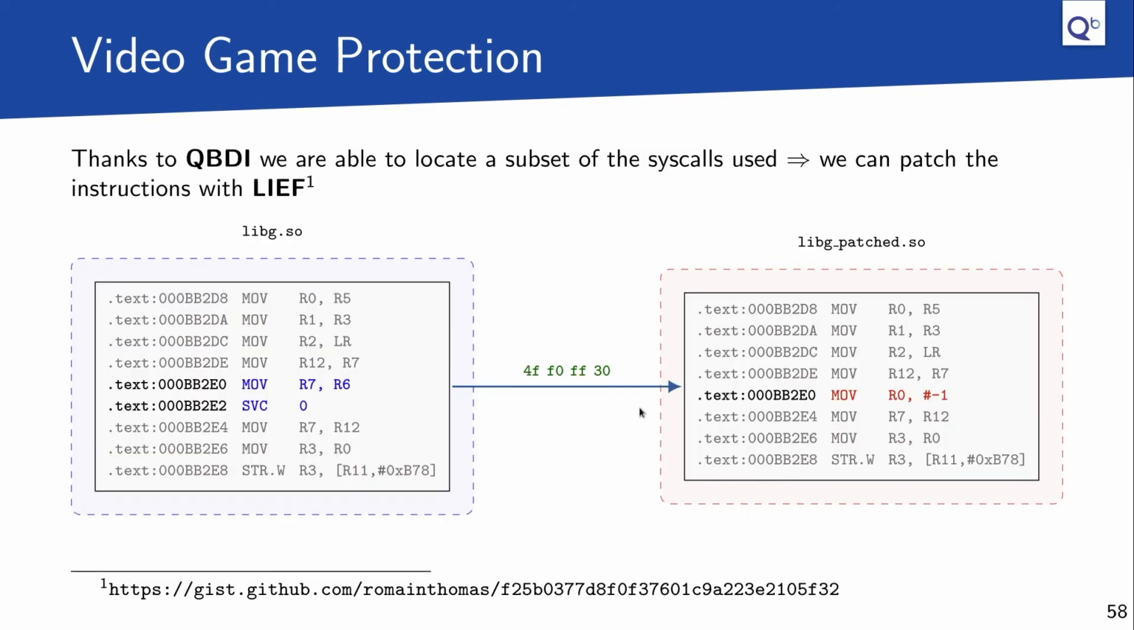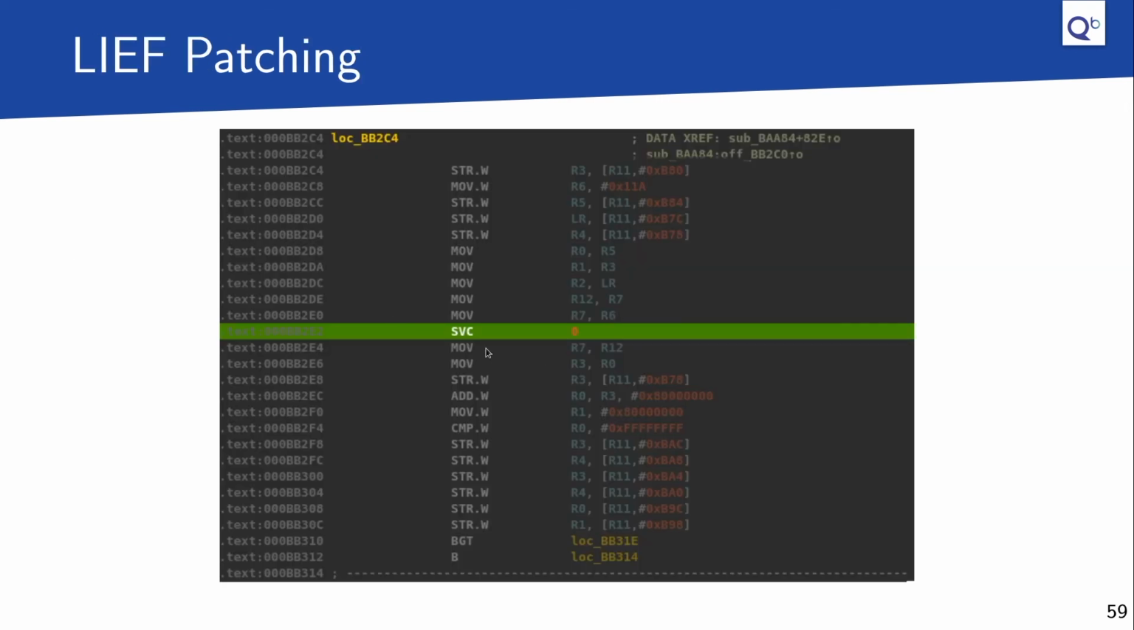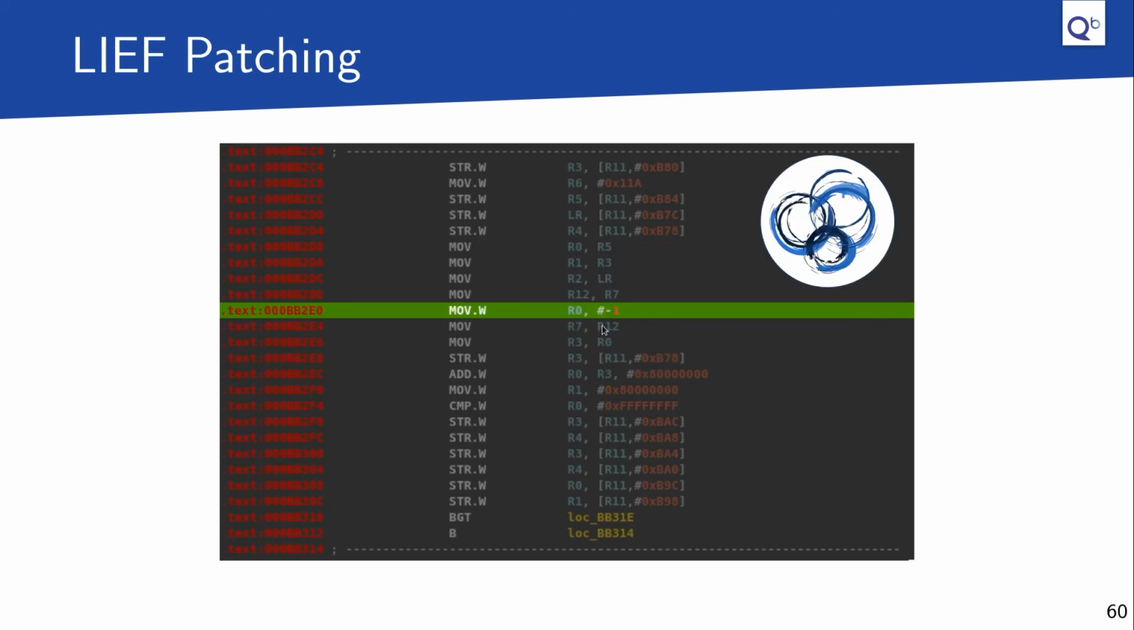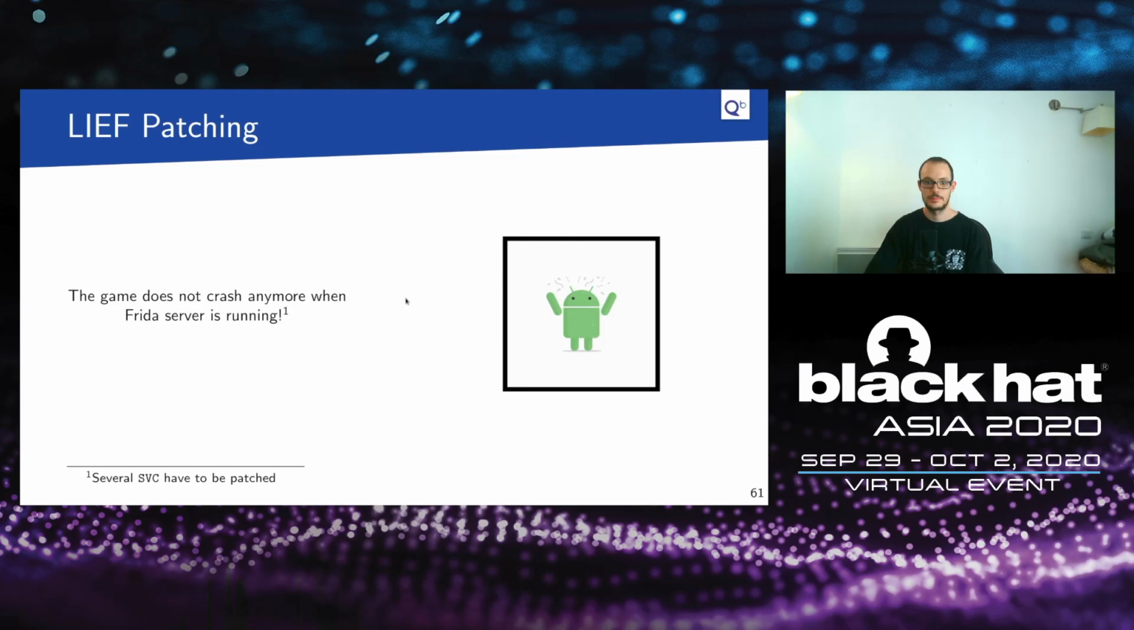Now that we managed to identify the syscall, we can use LIEF to patch the syscall with the value -1, which stands for an error. Since we managed to identify the syscall, we can just replace it with a wrong value, so that it returns -1 with the modification. And at the end, we managed to execute the game with Frida without issue.